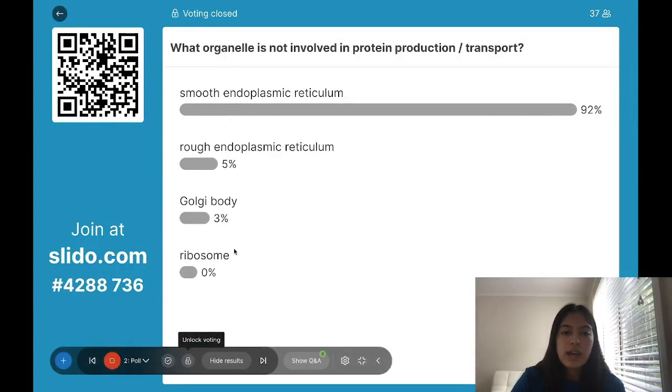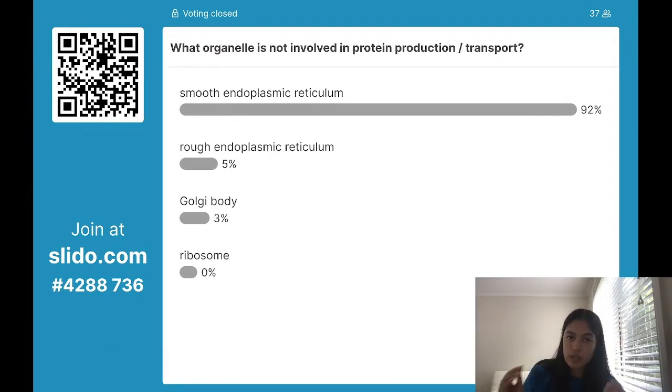So the answer is the smooth endoplasmic reticulum. So with our ribosome, we're thinking of our protein production, so where the protein is actually made. Then moves on to our rough endoplasmic reticulum for further modification and transport, and then into our Golgi body, where we've got further packaging there. So remember, the smooth endoplasmic reticulum is more so associated with our steroid molecules or our lipids, kind of things like that.